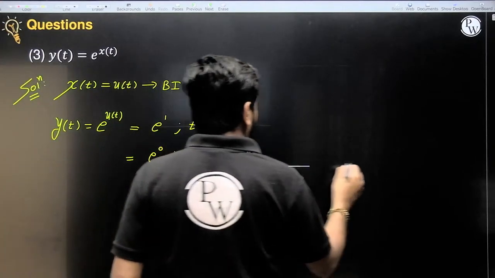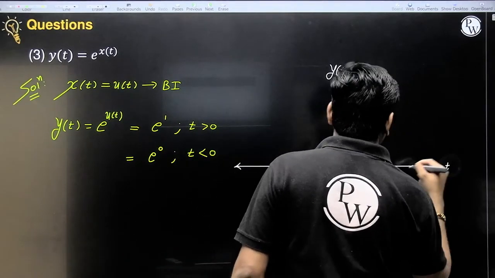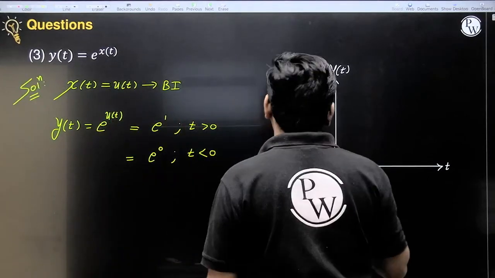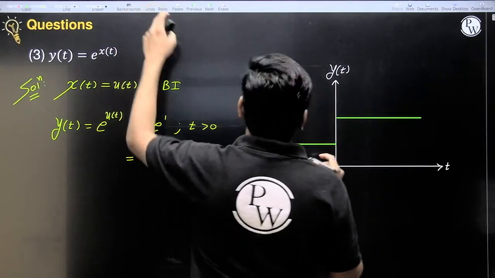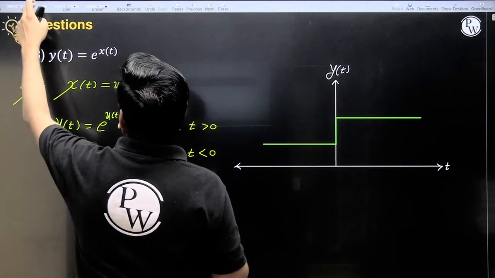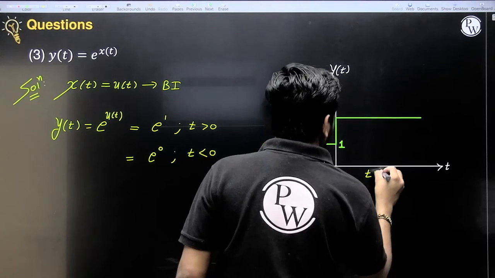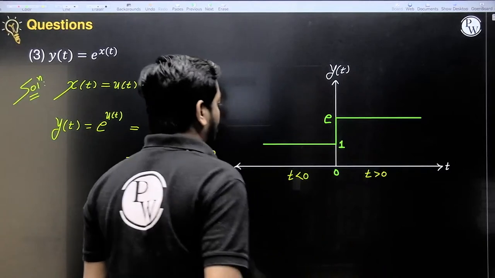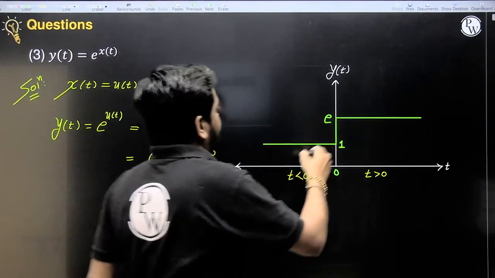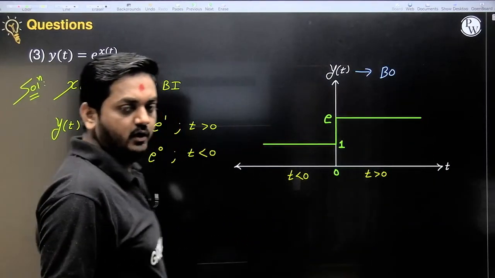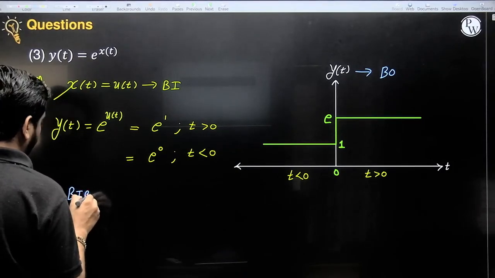If you draw this output, for t greater than 0, the output is a constant e. And for t less than 0, the output is e power 0, that is 1. So again, this is also a bounded output. We are getting a bounded output for the bounded input. That's why the system is BIBO, bounded output for the bounded input.